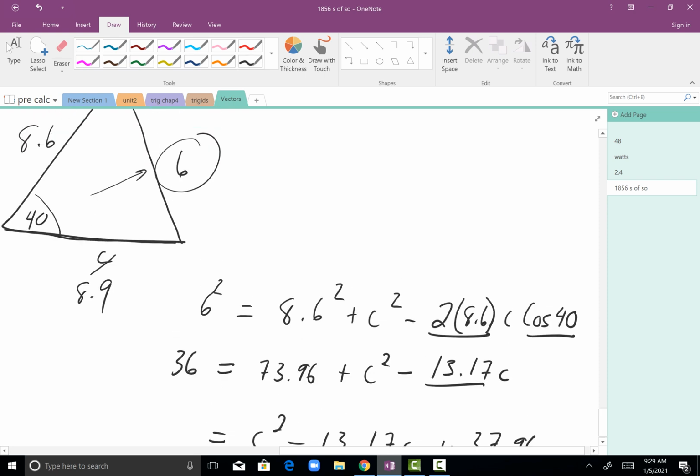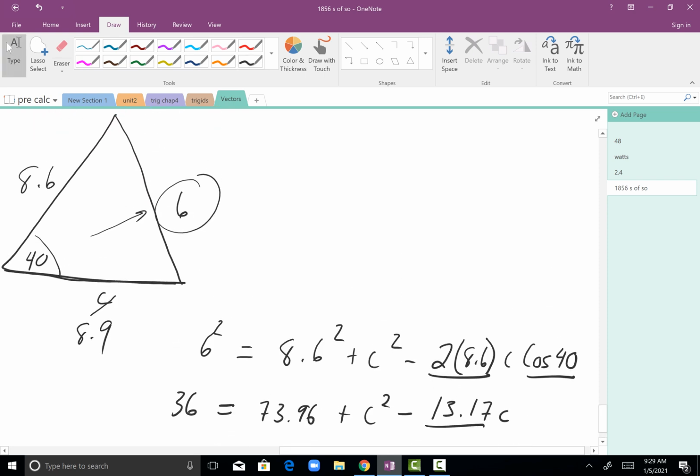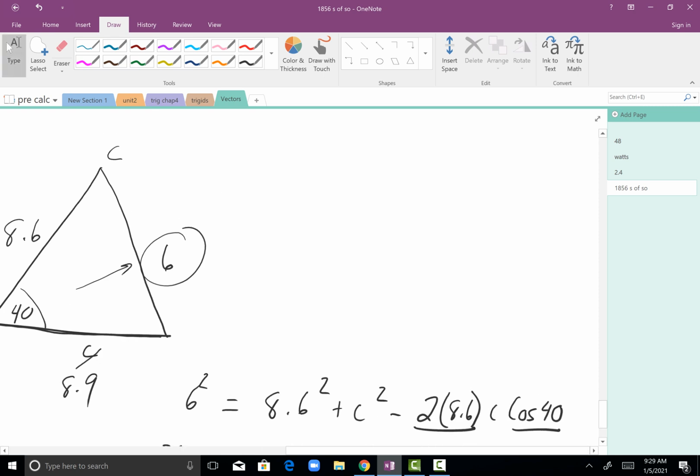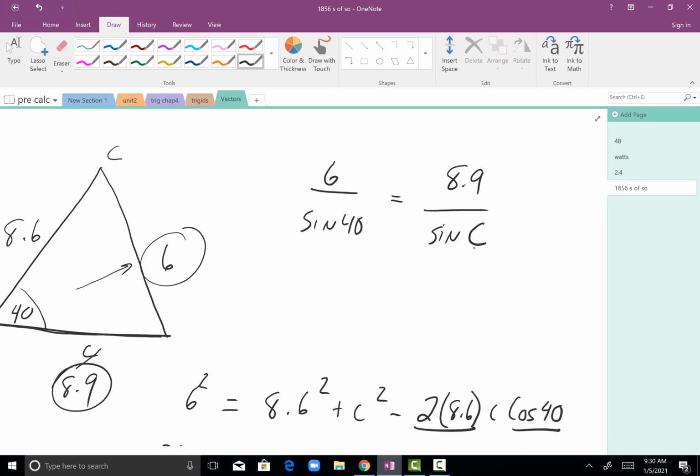Now, before we go ahead and find the other one, we're going to find these angles. Once again, it's just like before. When you've used the law of cosines, you can now use the law of sines. But you have to use the number that you came up with. So I'm going to go 6 over the sine of 40 equals 8.9 over the sine of big C. So now we're ready to find this.